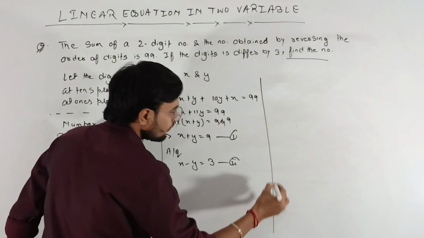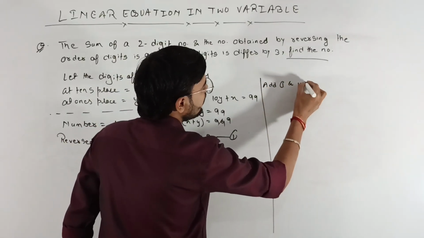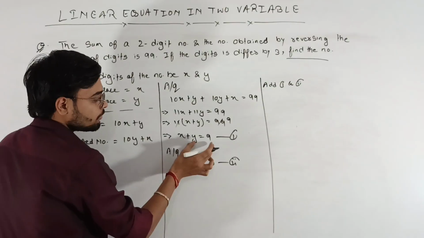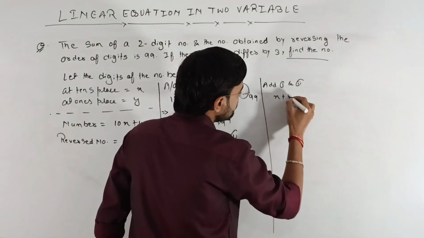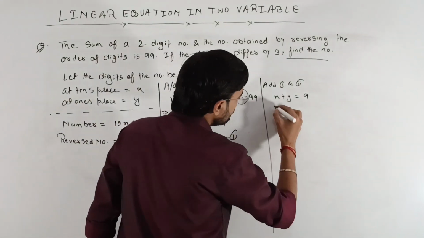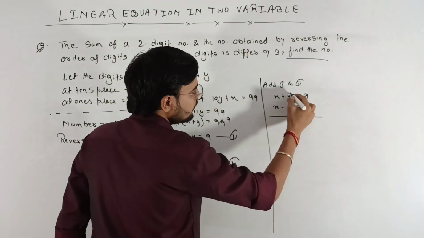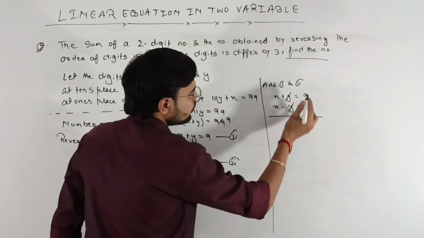I do it here. Now add equation first and second. Equation first is x plus y is equal to 9. And equation 2 is x minus y is equal to 3. Now after adding, this y is eliminated, plus minus minus, so it becomes 0.